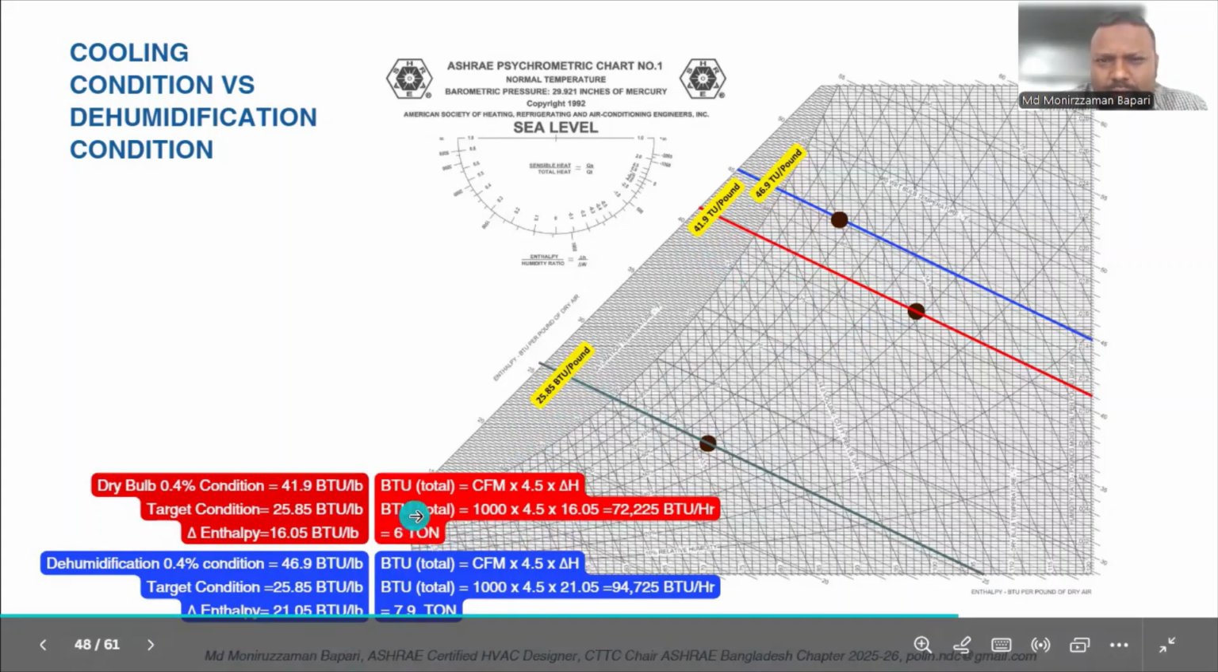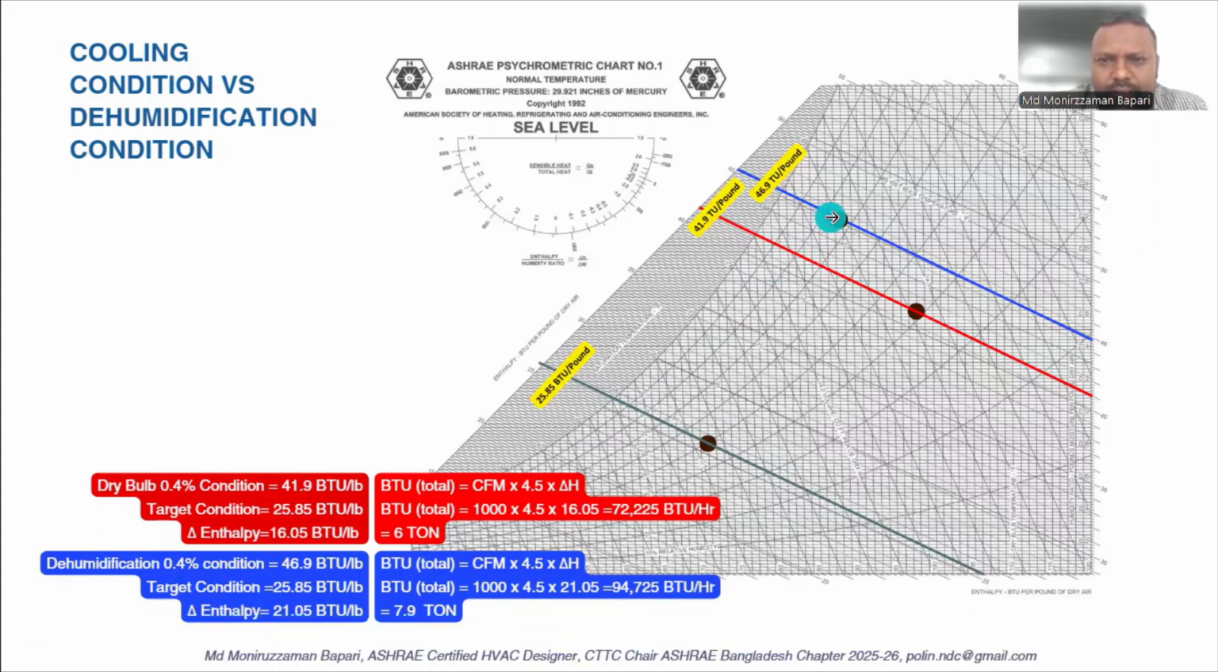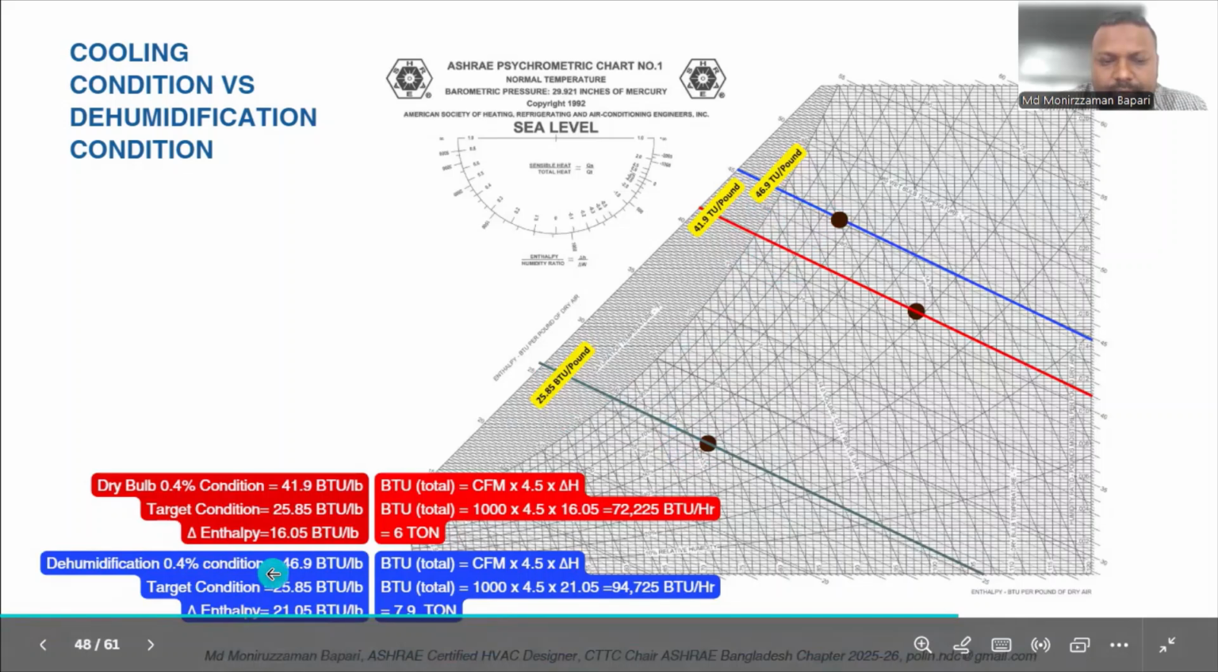Now let's look at the dehumidification condition in comparison with your target or desired room condition. The enthalpy we find at the dehumidification condition is 46.9 BTU per pound of dry air, here at 0.4%. And the difference is around 21.05 BTU per pound of dry air, which is higher than what we had earlier. Earlier it was 16.05 BTU per pound.